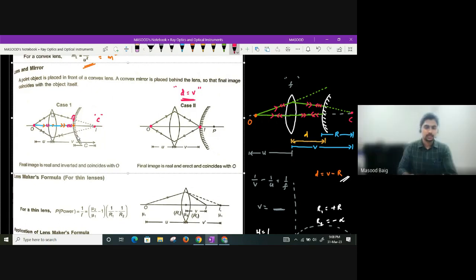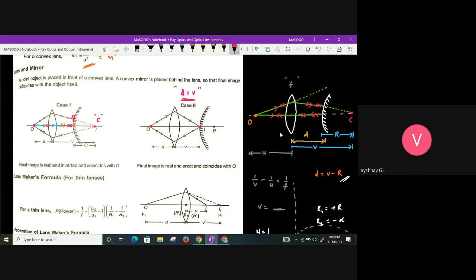Listen, the image formed by the convex lens should be at the center of curvature, and the image formed by the convex lens will behave as the object for the convex mirror. Okay, so I am writing the lens formula for the convex lens. Where should the image be formed by the convex lens? It should be formed at the center of curvature of the convex mirror, such that the final image will coincide with the object. That is the reason I have taken the V value as D plus R, as you can see here. Understood? When the refracted rays fall normally on the convex mirror, then only they will retrace back. When will they fall normally? If they are appearing to converge at the center of curvature. So this will be the image formed for the object by the convex lens. Okay.